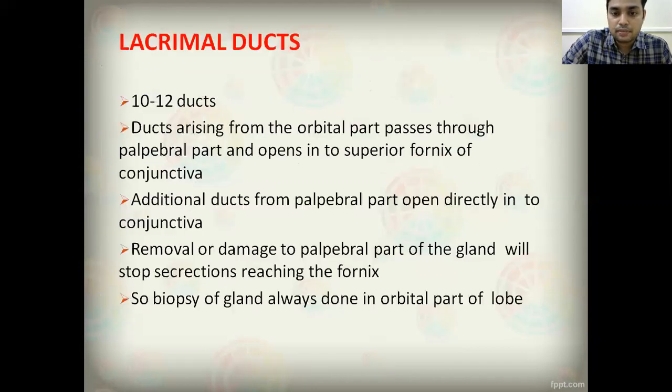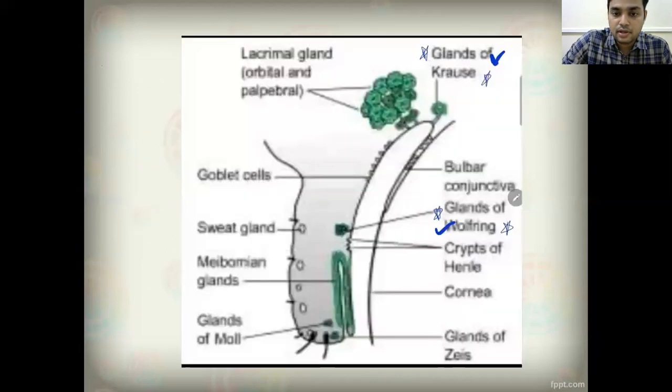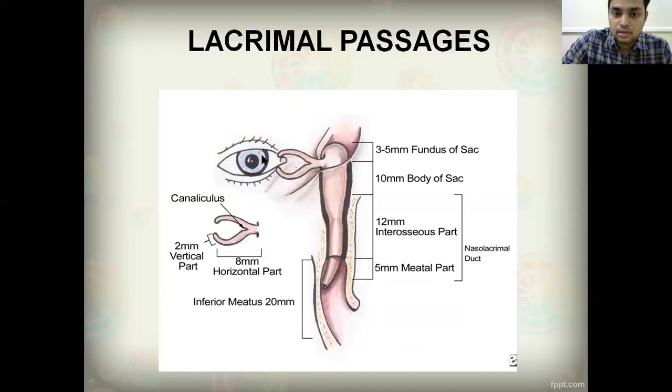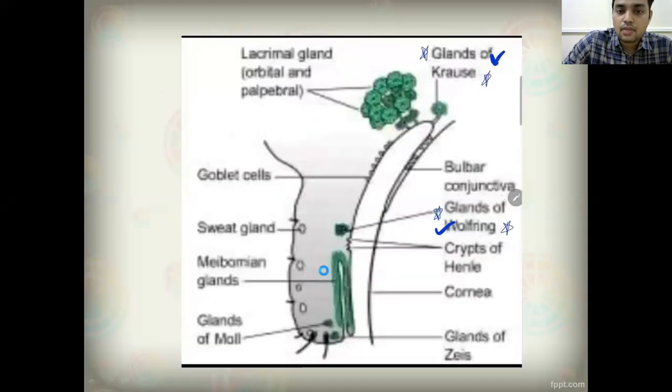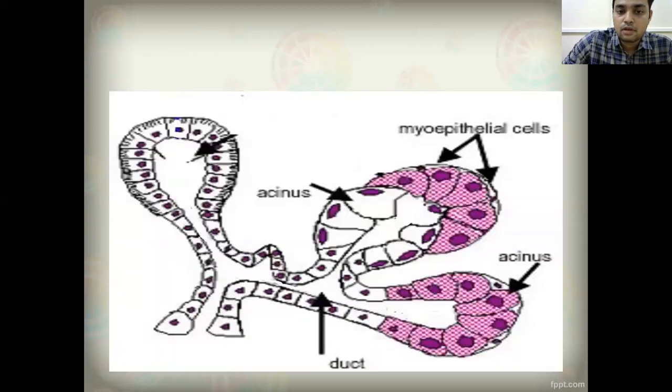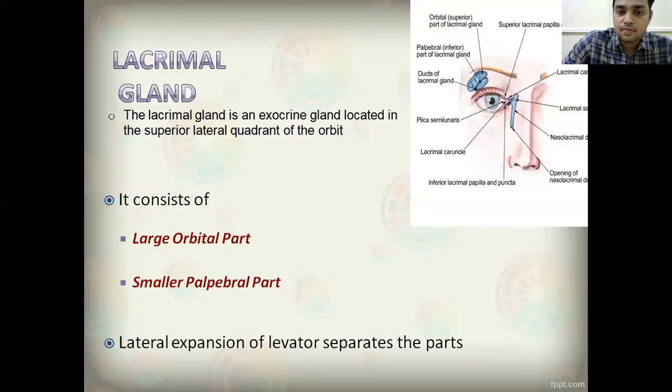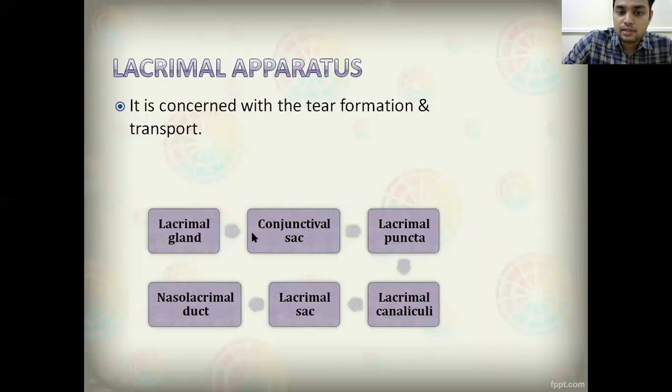So this is a picture where you can see different parts of the lacrimal apparatus. Here we have a lacrimal gland from where the tears enter into the conjunctival sac. Then here is a small punctum, upper punctum and lower punctum. Then these are the canaliculi. Then the lacrimal sac. Then finally the nasolacrimal duct. So in the lacrimal apparatus, these are the six structures that have a role.